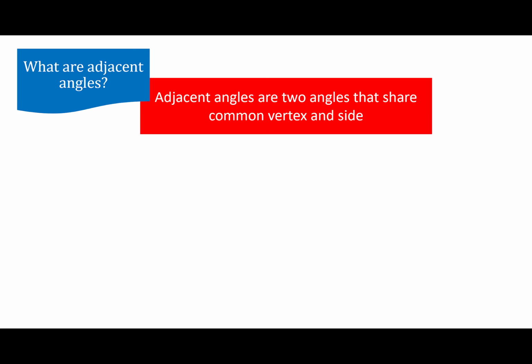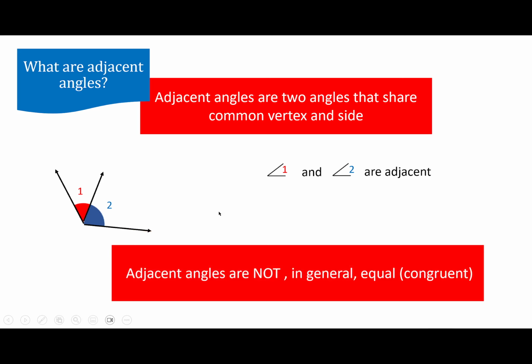What are adjacent angles? Adjacent angles are two angles that share a common vertex and side. Here, angle 1 and 2 are adjacent. Same vertex and common side. Adjacent angles are not in general equal. Sometimes they are, sometimes they are not.